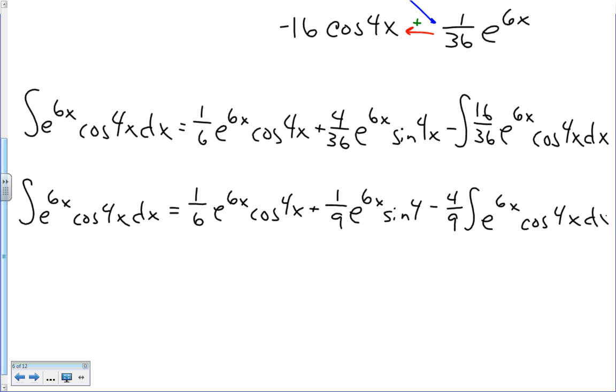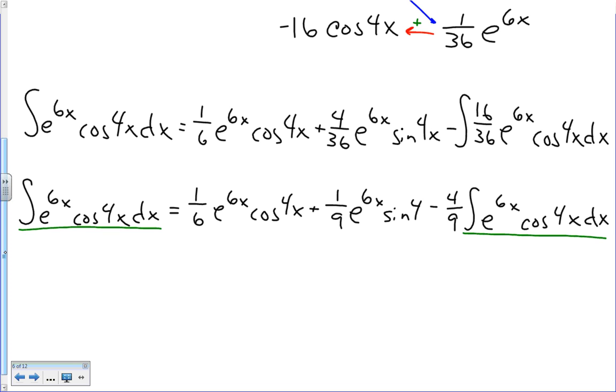Now, if you look at what you ended up with here, this is why this is one of our stopping points, because on the left side I have the integral of e to the 6x cosine of 4x dx. I have that same integral over on the right-hand side. And just like you learned way back in algebra, when you had two quantities that were both x's or whatever variable you're working with, and they were on opposite sides of the equation, you just simply moved one of those quantities to the other side to combine them all together. That's all we're going to do here.